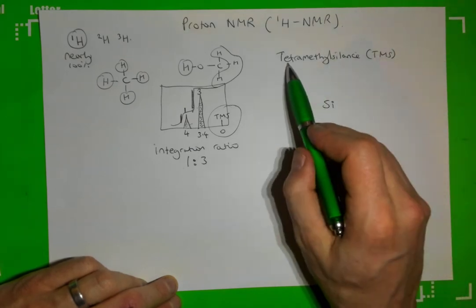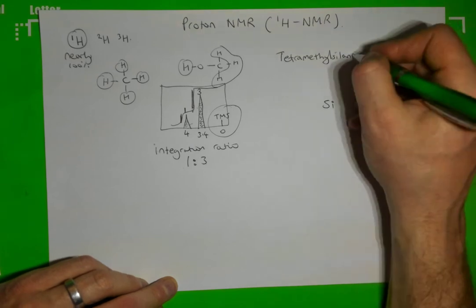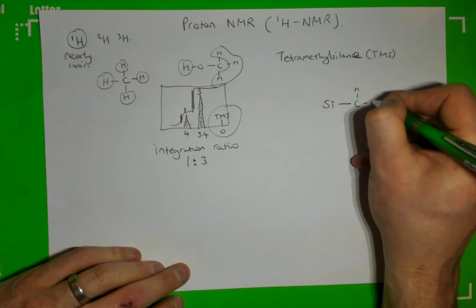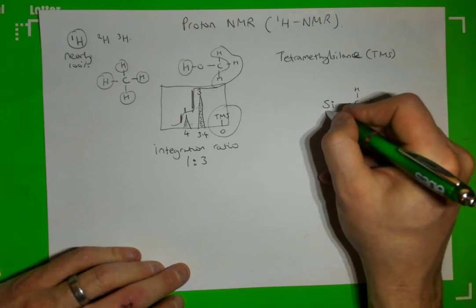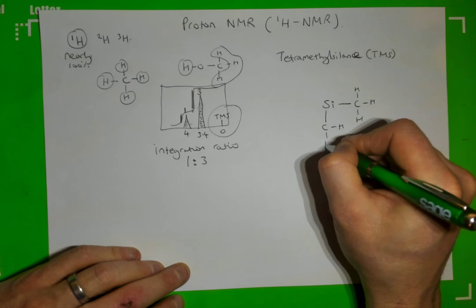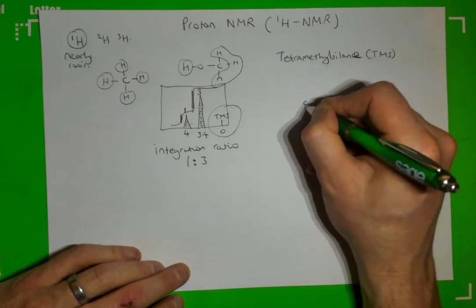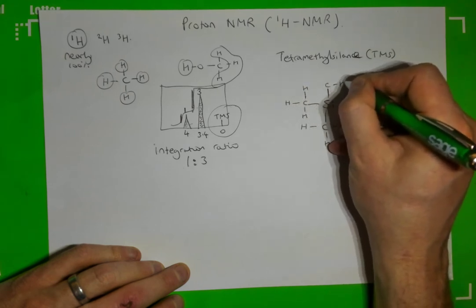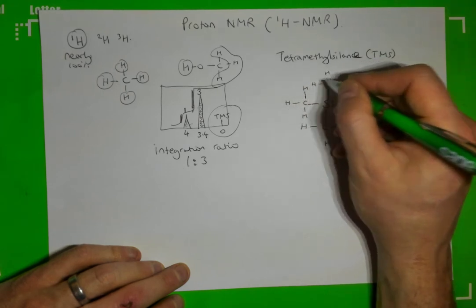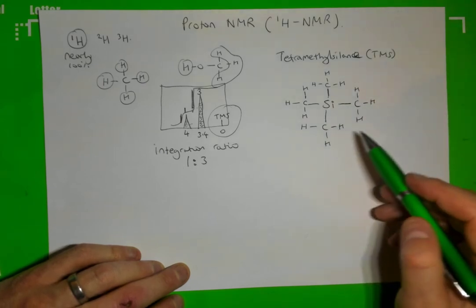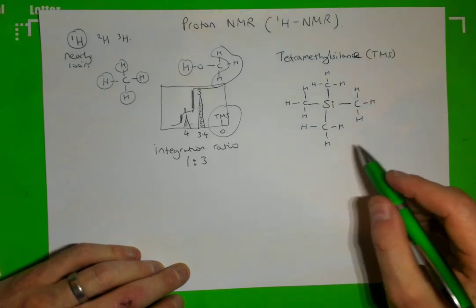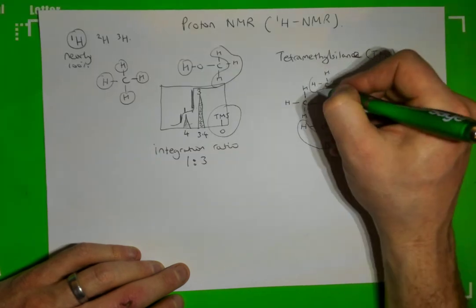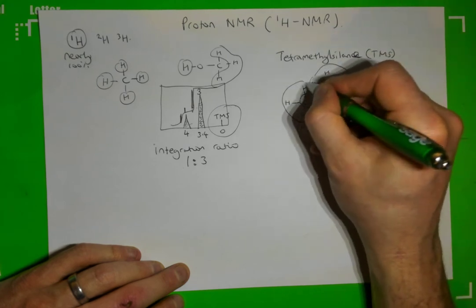Let's look at the name, tetramethylsilane. There should just be an E on the end there. Tetramethyl means 4 methyl groups attached to a silicon. So how many hydrogens have we got here? We've got 12 hydrogen atoms, which are all in exactly the same environment. There's no way of telling the difference between all 12 hydrogens.